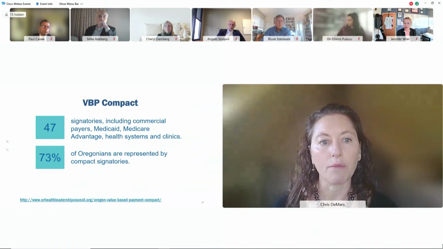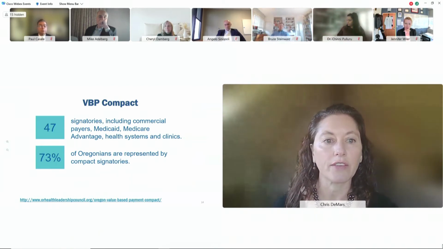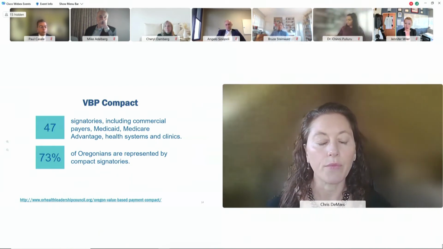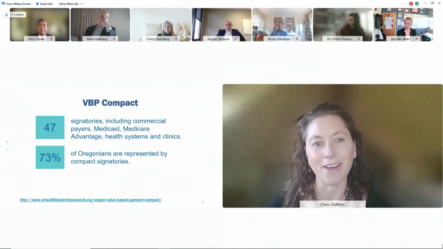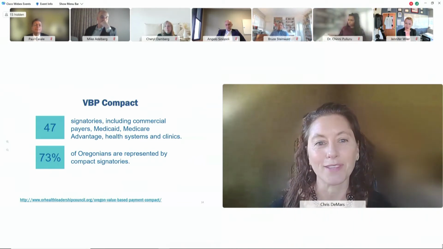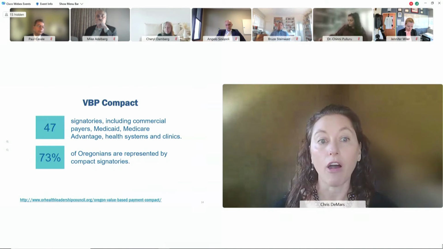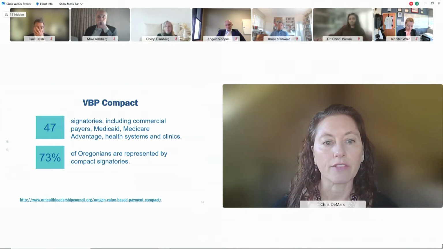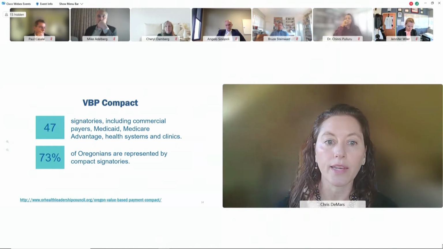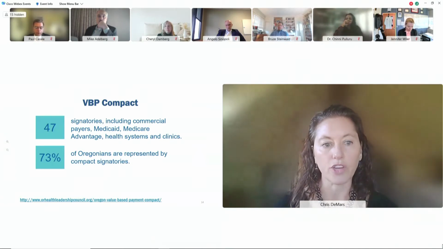I mentioned the compact was put in place last year. At the end of last year, we had wonderful adoption of this voluntary compact. We'll be tracking over the next number of years to see if it's actually successful. But we have all major payers that have signed on, and this accounts for almost three-quarters of all lives in Oregon. The self-insured lives are the biggest chunk that's missing. Next slide.